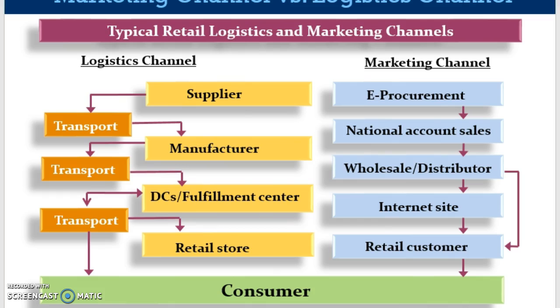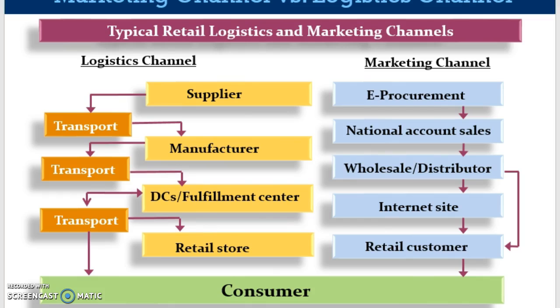A channel of distribution consists of one or more organizations or individuals who participate in the flow of goods, services, information, and finances from the production point to the final point of consumption. A channel of distribution can also be thought of as the physical structures and intermediaries through which these flows travel.